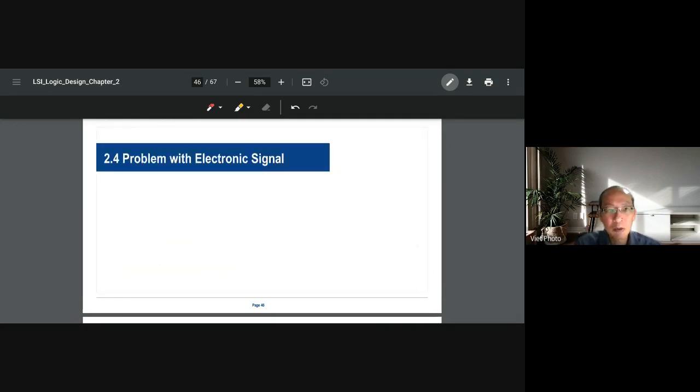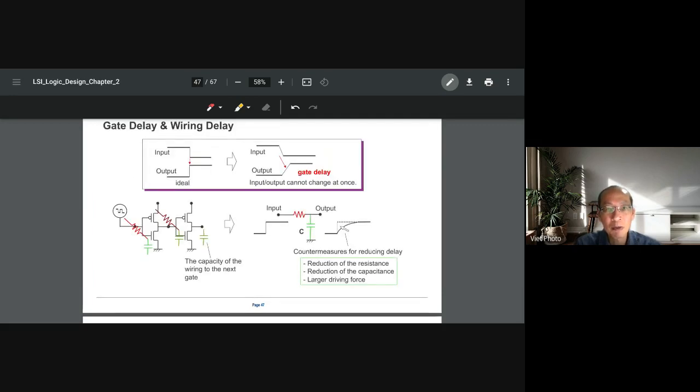Next time we will really go into the signal integrity, the problem with the electronic signal in the layout.